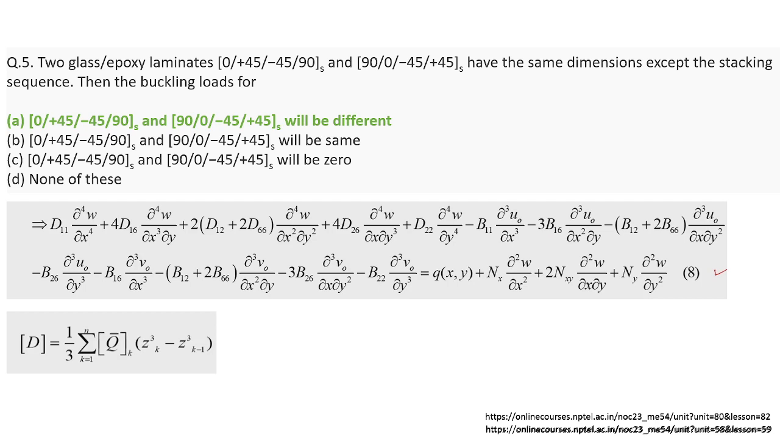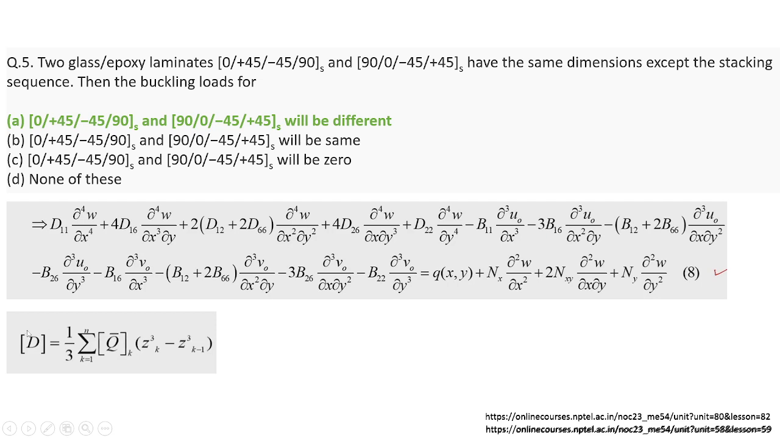Next question. Two glass epoxy laminates, 0 plus 45 minus 45 90 symmetric and 90 0 minus 45 plus 45 symmetric, have the same dimensions except the stacking sequence. Then what will be the buckling load of these two stackings? So again, like the question previously we discussed, here also there is a difference in the stacking sequence, and when we consider the equation of the buckling load, it depends on the coefficients of the B and D matrix. As it is symmetric, the B matrix coefficients will be equal to 0. So we only consider the coefficients of the D matrix.